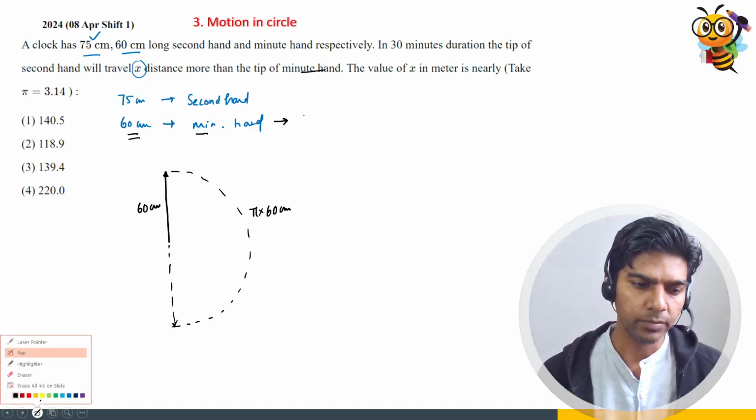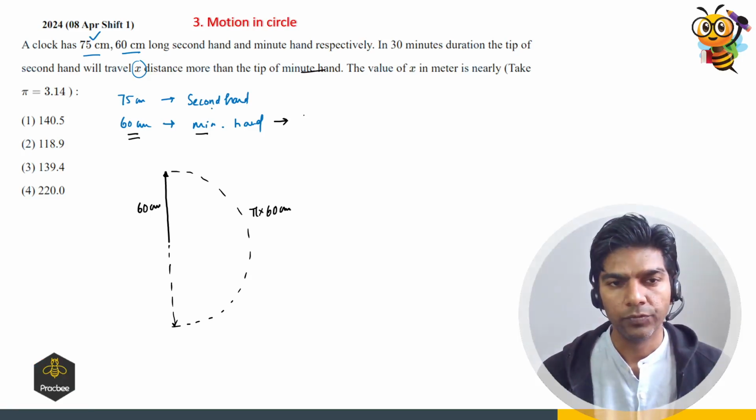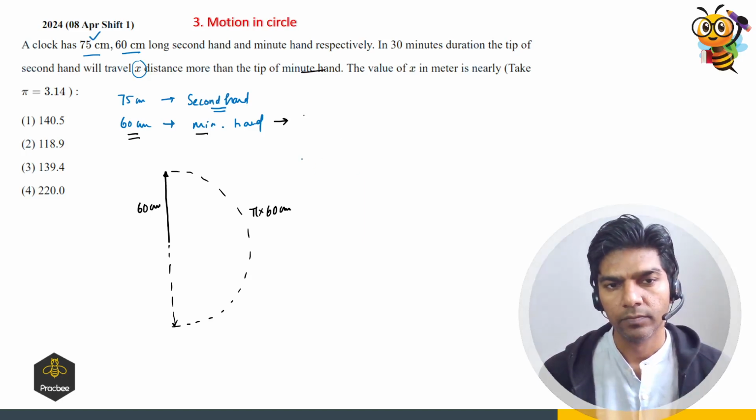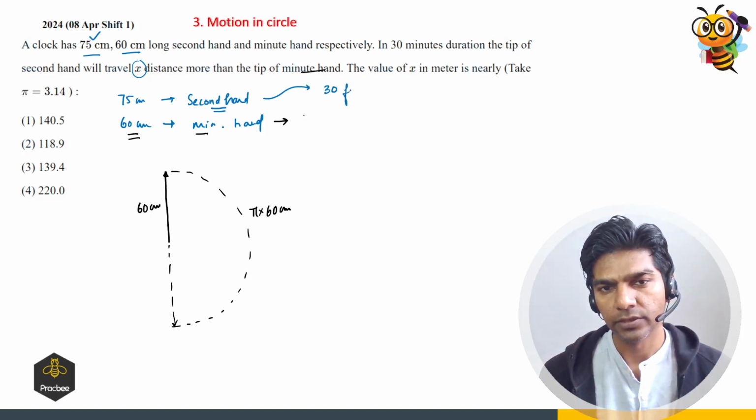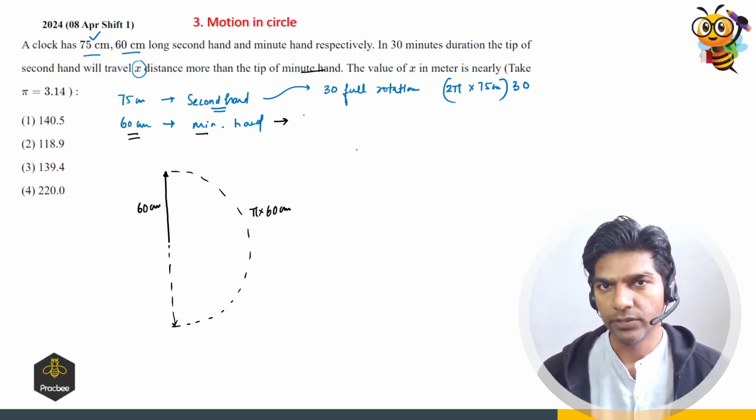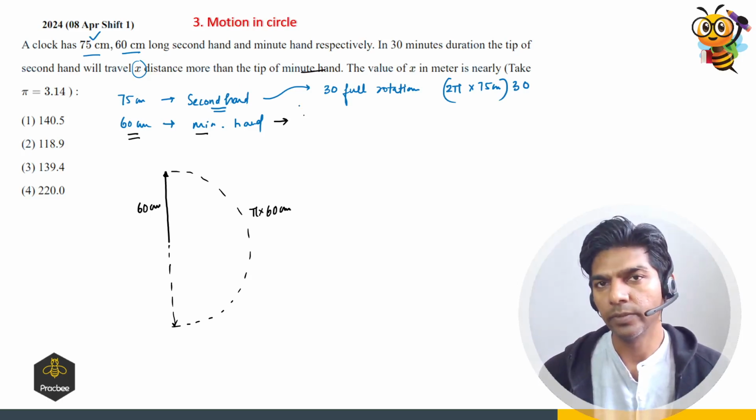Whereas in the same time, if you consider the second hand, in 1 minute the second hand completes one full rotation, right? So in 30 minutes, the second hand will cover 30 full rotations. So how much distance has it covered overall? The tip of the second hand has covered 2 pi r, which is 75 centimeter, times 30. And we have to find the value of x in meters. So we have to take the difference of these two, right?